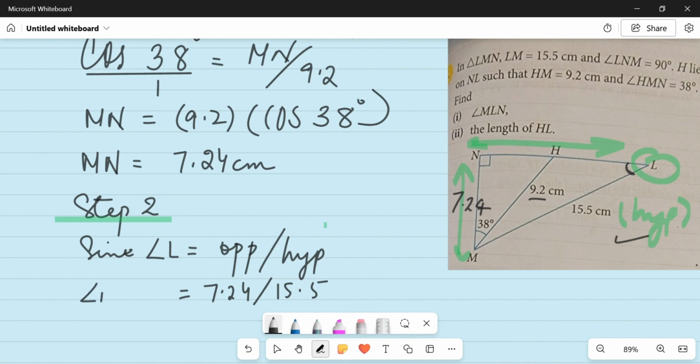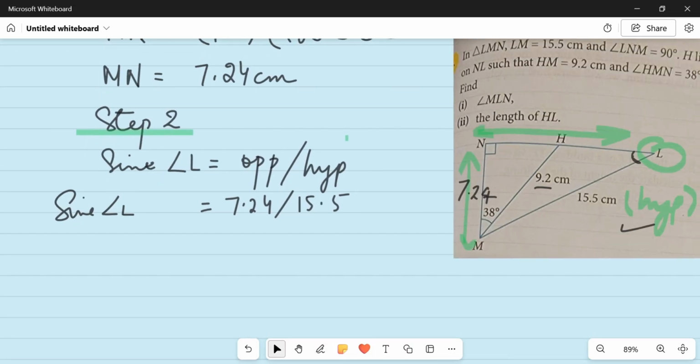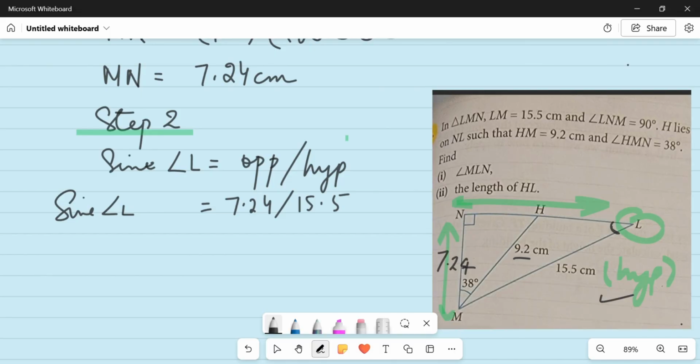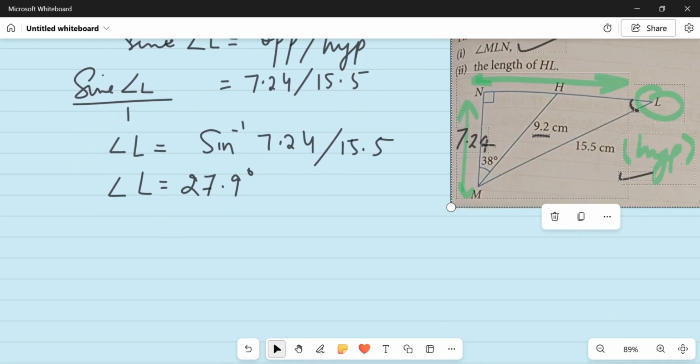We are finding sine angle L. Here we use sine inverse: divide 7.24 by 15.5, and then find the inverse sine of the division answer. So angle L is 27.9 degrees. We have done the first part. After the first part, let's start solving the second part.